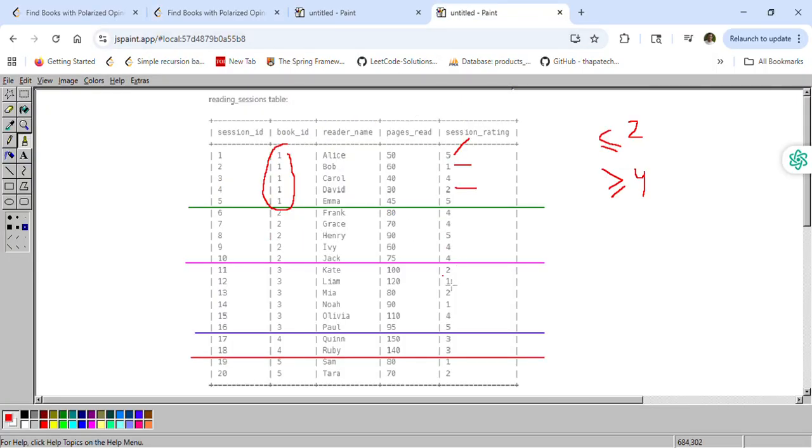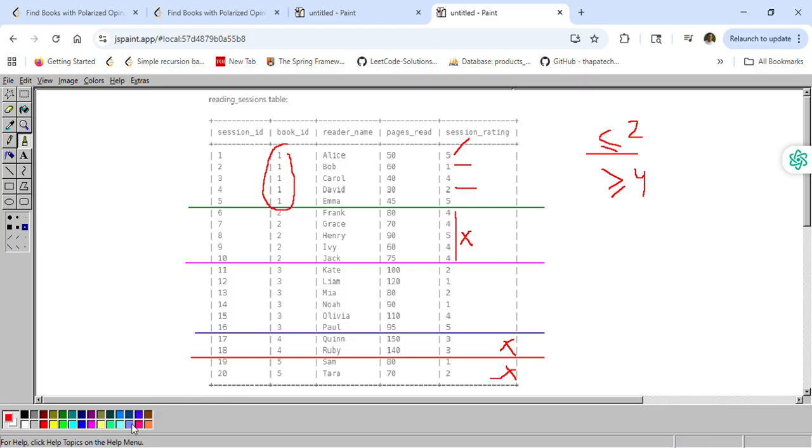Obviously these books will not come, correct, because for number 4 and number 5 we need at least 5 readings, so this one definitely will not come. How about number 2? Number 2 will not come. Why? Because it does not have any less than equal to 2 rating, right? Everything is 4 or 5, so this will not come. We need less than equal to 2 also, correct? So this will not come.